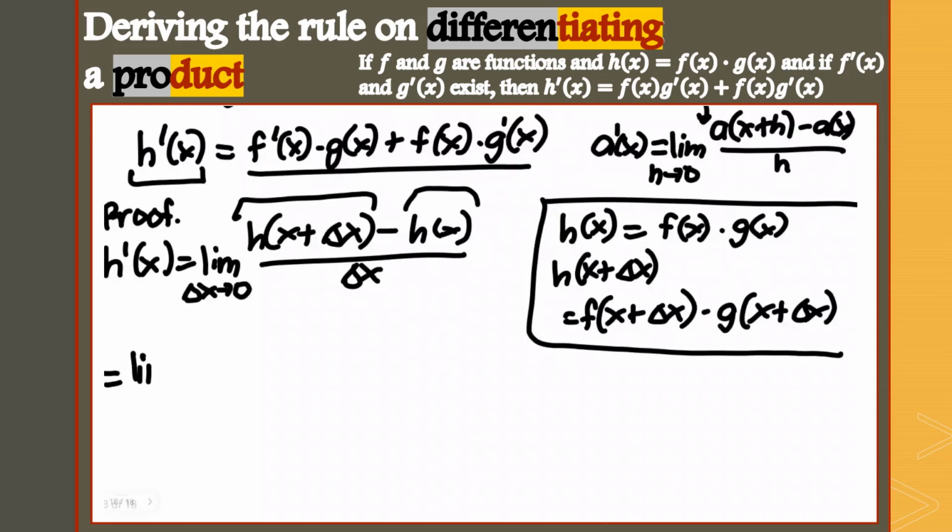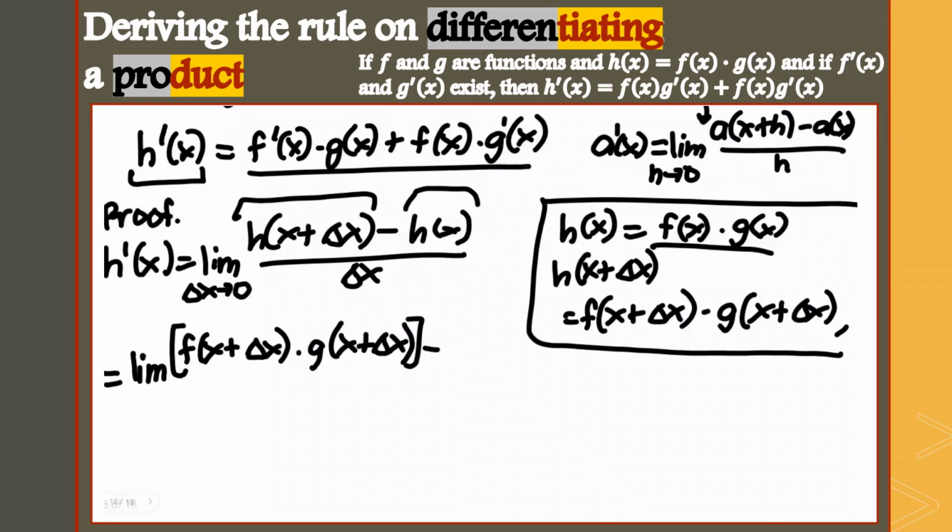So you have the limit of the product of the two here at the bottom. So you have here the quantity f of x plus delta x times g of x plus delta x, okay, minus h of x, which is the product of these two, f of x times g of x, all over delta x as delta x approaches 0.